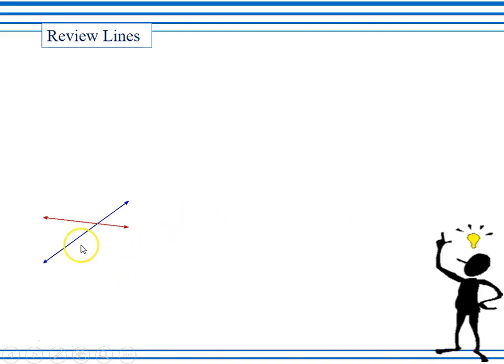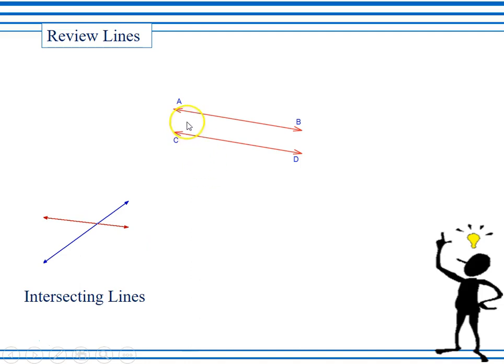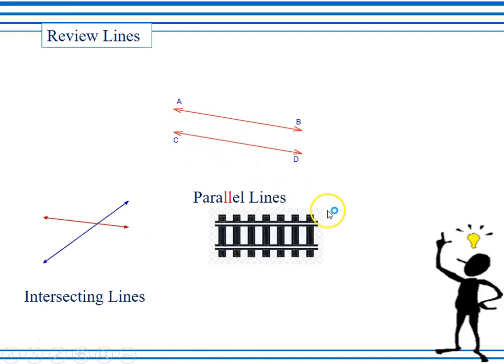So a quick review of lines. Here we have intersecting lines. Intersecting lines just cross. Any lines that cross are intersecting lines. Here we have parallel lines. And the way I remember parallel lines is like a railroad track. These bars across will never intersect. They're equidistant apart. And in the word parallel, we have two parallel lines.